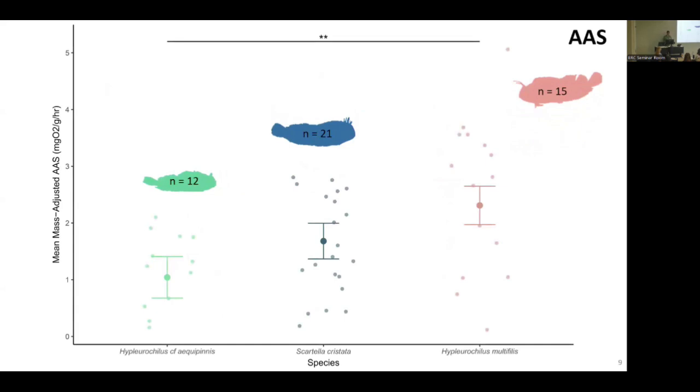There's a significant difference between multiphilus and aquapenis, and multiphilus is reaching higher highs overall and going over a greater range than cristata. So qualitatively, we could say that, at least on average, perhaps multiphilus is going to have a bit of an energetic advantage in terms of a larger aerobic scope. But what does that mean when we throw them in a tank and let them fight?